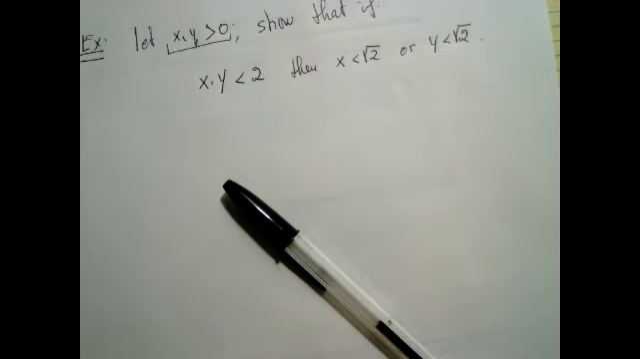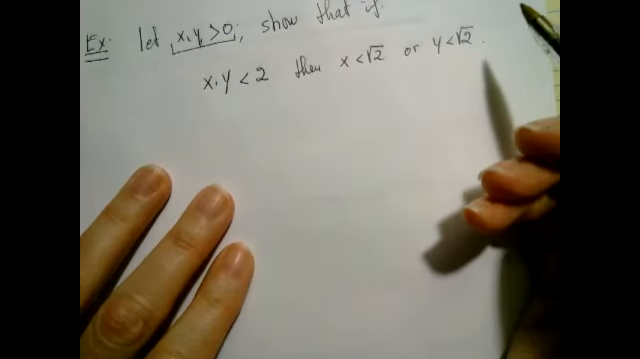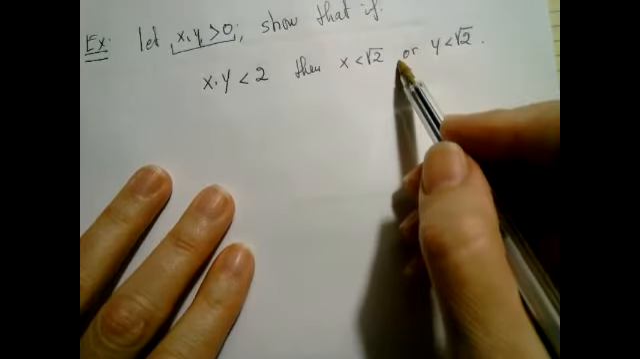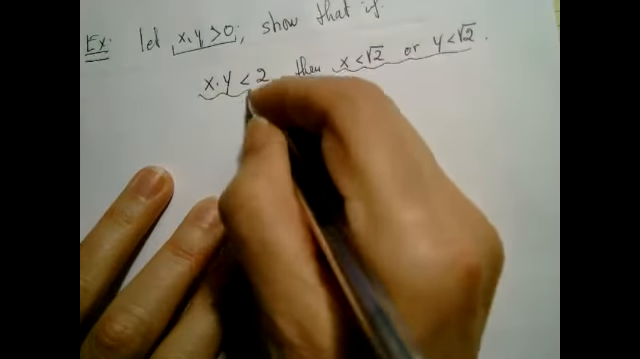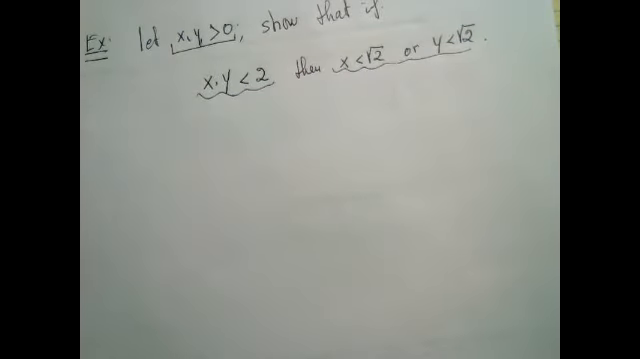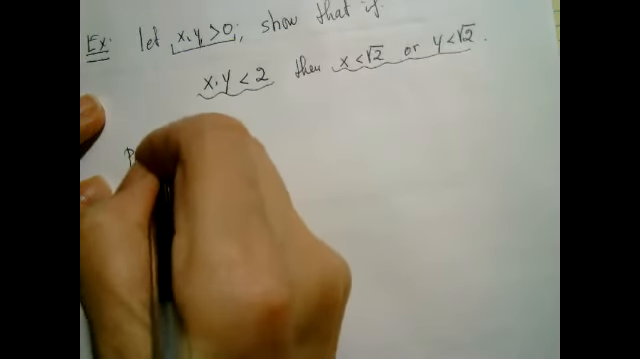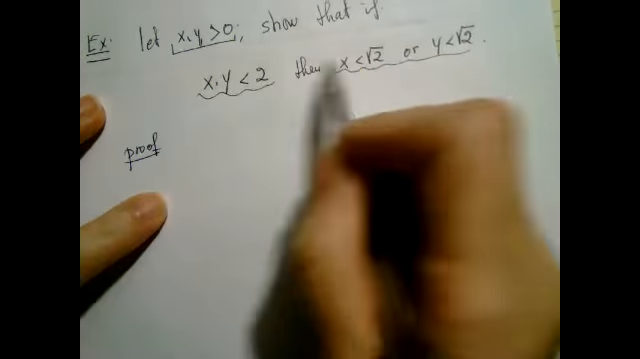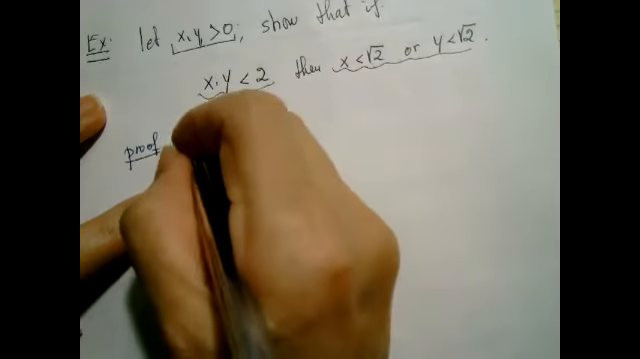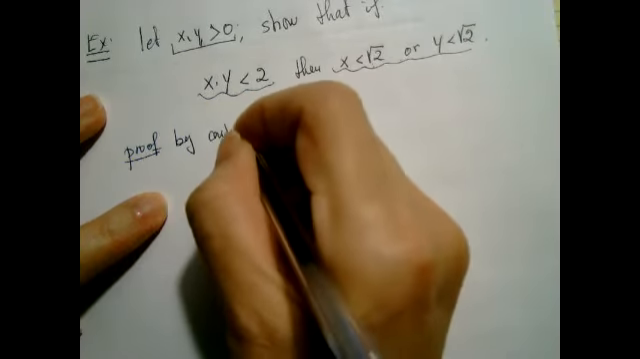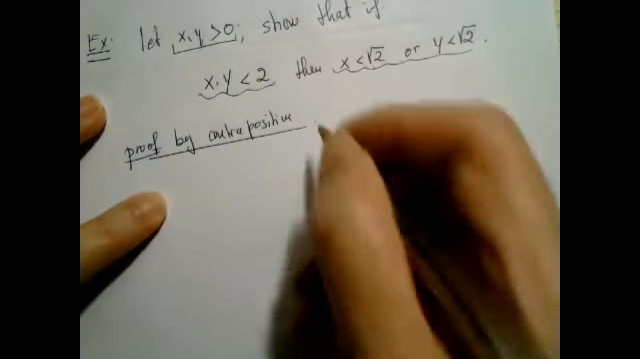So I decided that probably contrapositive would be easier because the conclusion, then x is less than the square root of 2 or y is less than the square root of 2, is hard to prove versus the contrapositive. Okay, so prove by contrapositive. Even if you go direct, it's a bit problematic how to get from here to here. So always the first line should be what you have to prove.